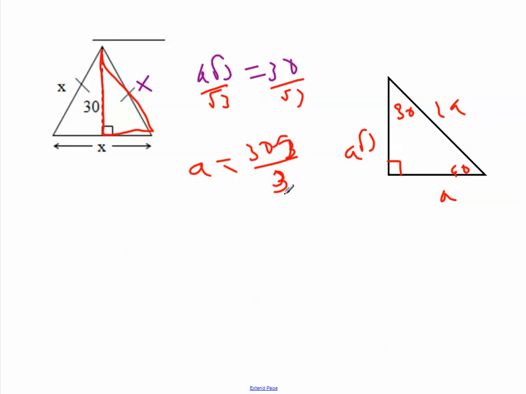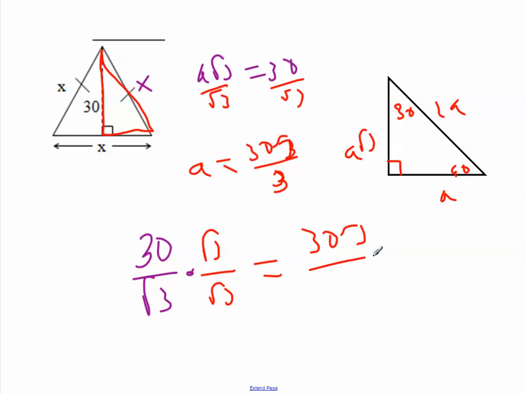And I skipped a step because all I did was multiply by 1. Let me show you, just in case you get a little upset here. So I have 30 over radical 3, right? I'm going to multiply by 1, radical 3 over radical 3. And that is equal to 30 radical 3 over 3. And 30 divided by 3 is 10. 10 radical 3. That's what my a equals. This side right here is 10 radical 3.